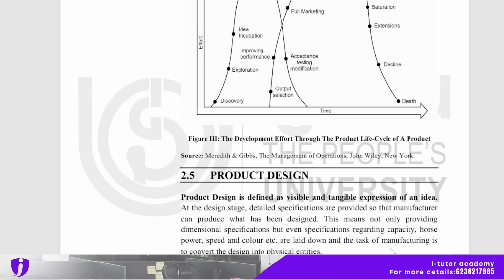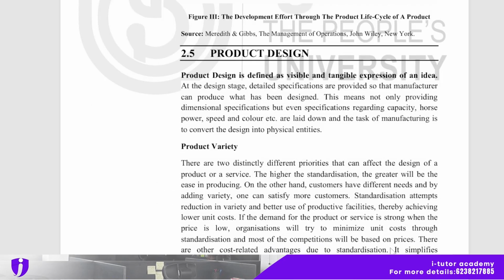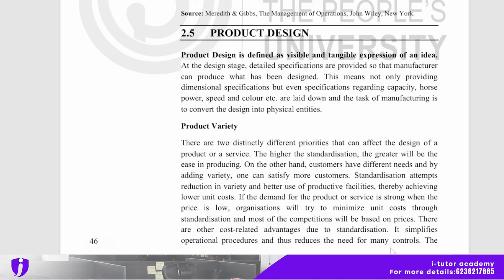Okay, next is product design. Product design is defined as the visible and tangible expression of an idea. At the design stage, detailed specifications are provided so that the manufacturer can produce what has been designed. This means not only providing dimensional specifications, but even specifications regarding capacity, horsepower, speed and color, etc. are laid down. The task of manufacturing is to convert the design into physical entities.